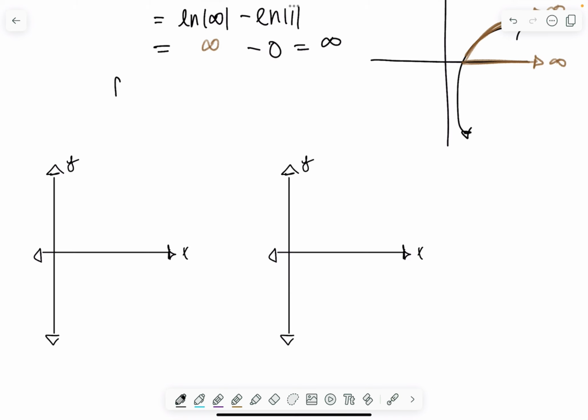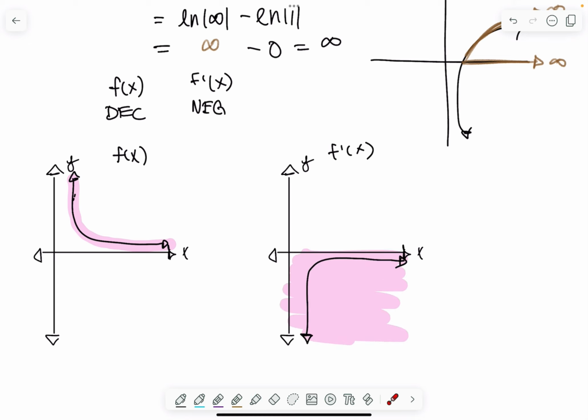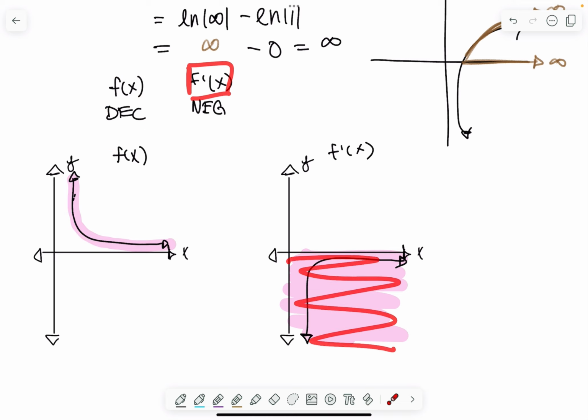Now, remember the relationship between a function and its derivative. If a function is decreasing within a certain interval, then within that same interval, the derivative of that function is going to be negative, below the x-axis. For example, let's say I have a function that looks like this. I clearly see that it's decreasing the entire time. So that must mean that its derivative, which looks like this, is going to be below the x-axis the entire time.